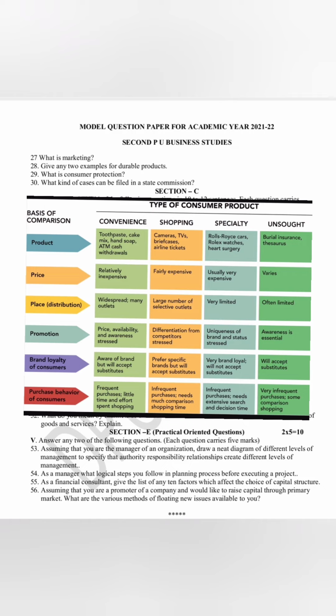And this kind of question can be asked. So we have four types of product, which are convenience, shopping, speciality, and unsought. As per the product, convenience is toothpaste, shopping is a camera, TV, and speciality is Rolex watches and all. Price is relatively inexpensive for convenience, fairly expensive for shopping, and highly expensive for speciality. Place, it's widespread, many outlets will be there.